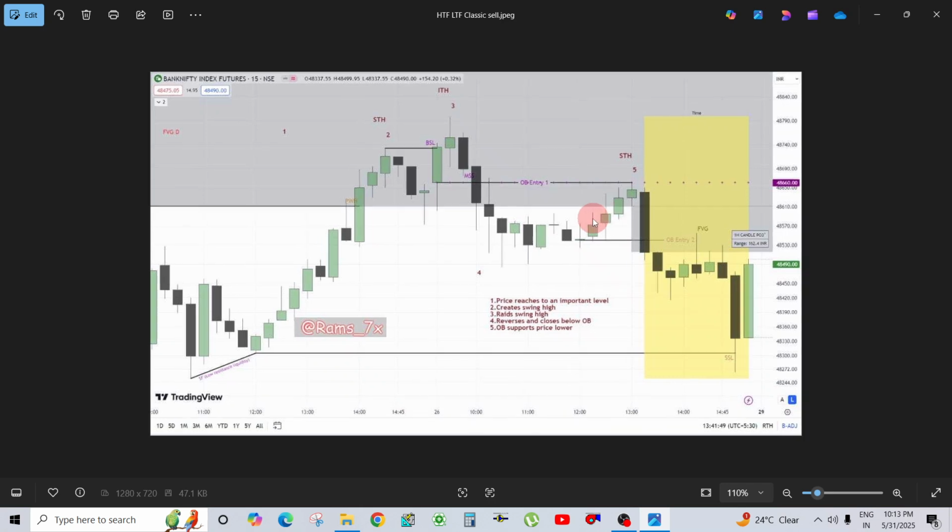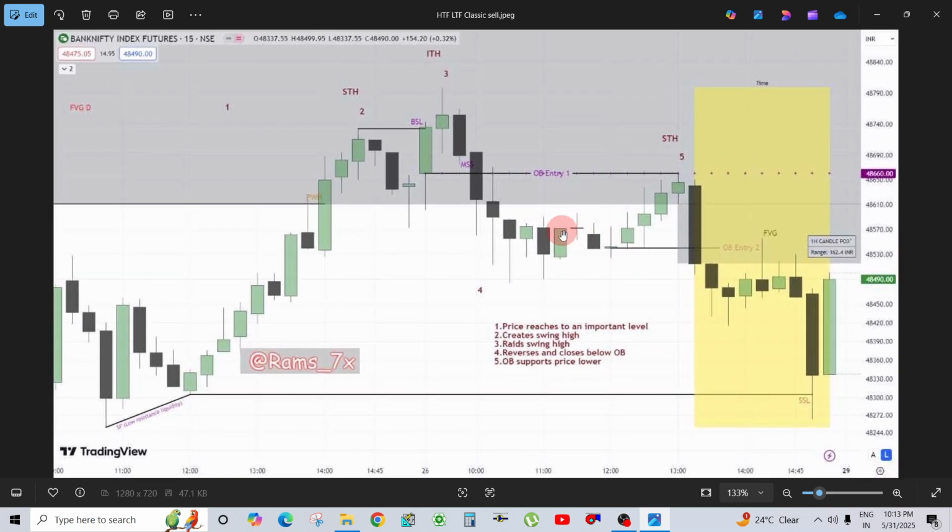So again, I am repeating the same thing. Before taking any trades, we need to align our trades with the HTF key level, which is the daily fair value gap in this example. This is our first point, the key level. Second one is it should have a swing high. Then it should ride that swing high. And if it reverses and closes below the last consecutive up close candles, it will be an order block. When price goes back again, this order block will restrict the price.